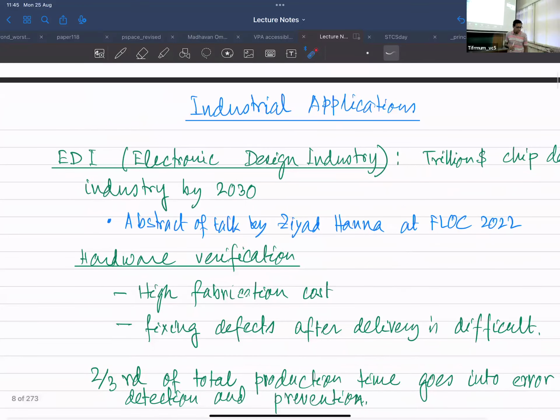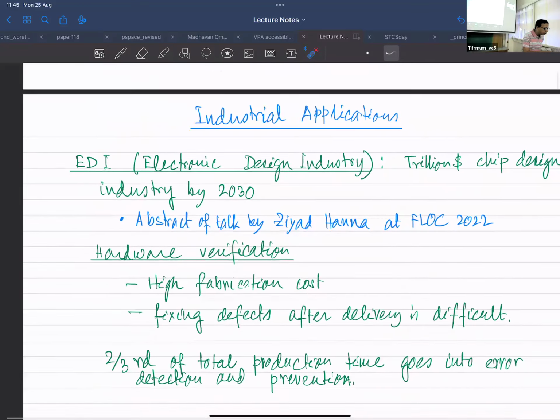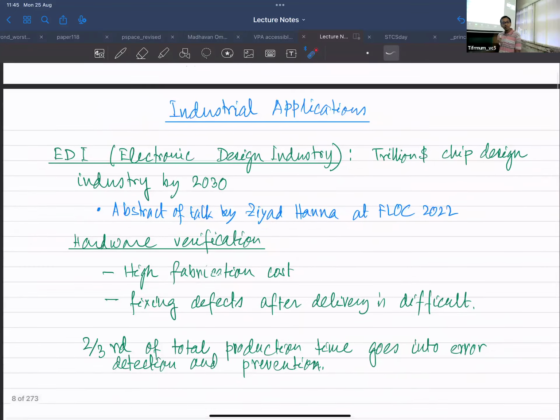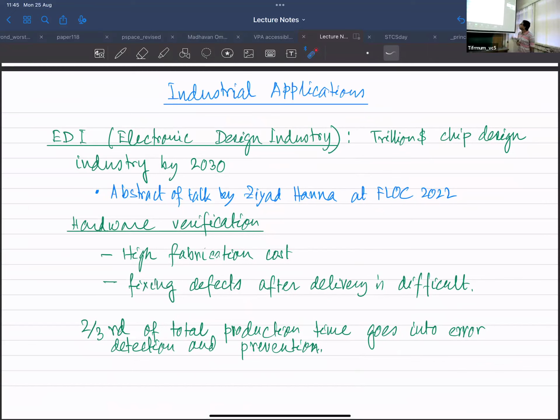specification. And this is just to give you an idea of how large this verification industry is. This is a talk I heard from someone called Ziad Khanna, who, at least 3 years ago, was a senior vice president of Intel, and he was at a conference called Flock, and he was saying that by 2030, this electronic design automation industry, the EDA industry, is going to be like $1 trillion.